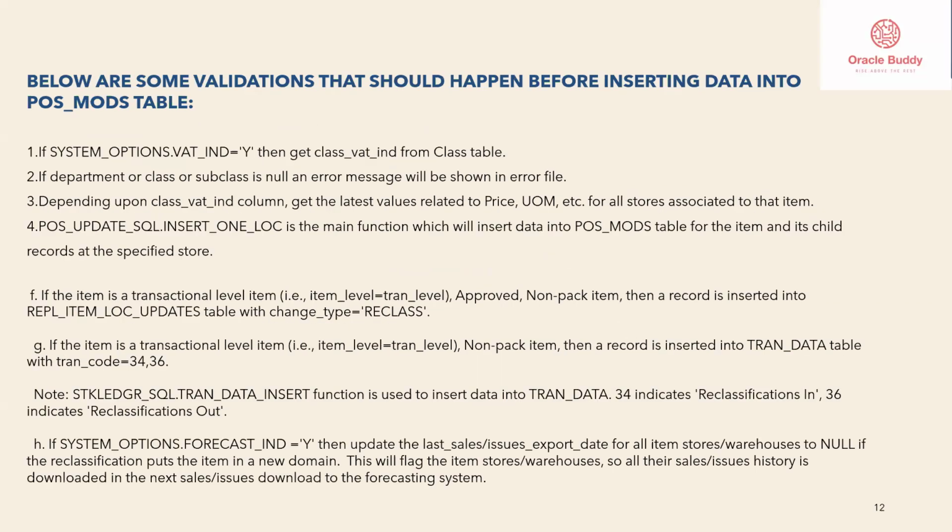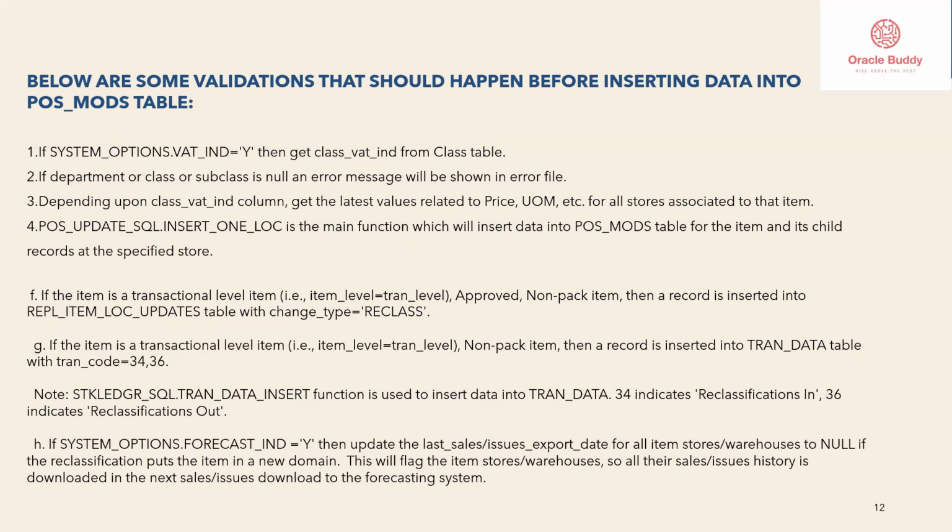Below are some validations that should happen before inserting data into the Cosmo table. If SYSTEM_OPTIONS.VAT indicator equals Y, then get the class VAT indicator from the class table. If department, class or subclass is null, an error message will be shown in the error file. Depending upon the class VAT indicator column, get the latest value related to price, etc. for all stores associated to that item. POS_UPDATE_SQL.INSERT_ONE_LOCK is the main function which will insert data into the Cosmo table for the item and its child records for the specified store.